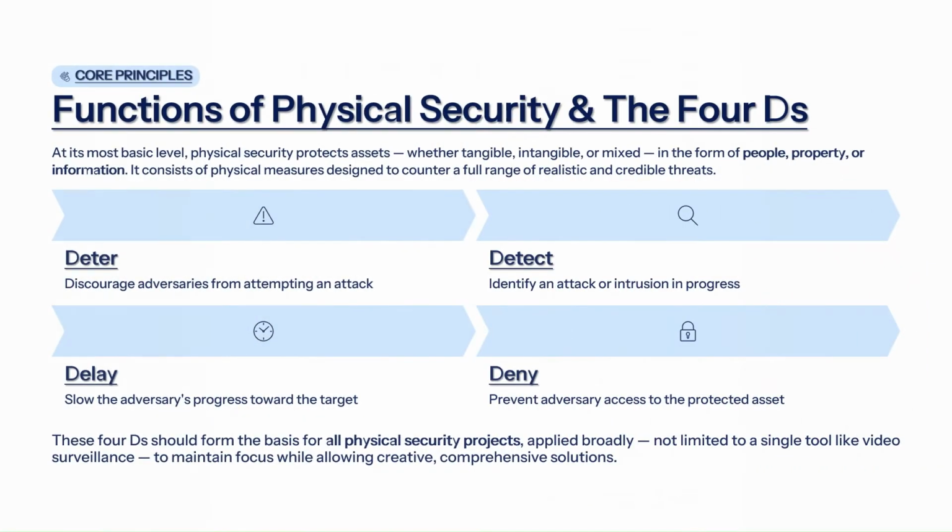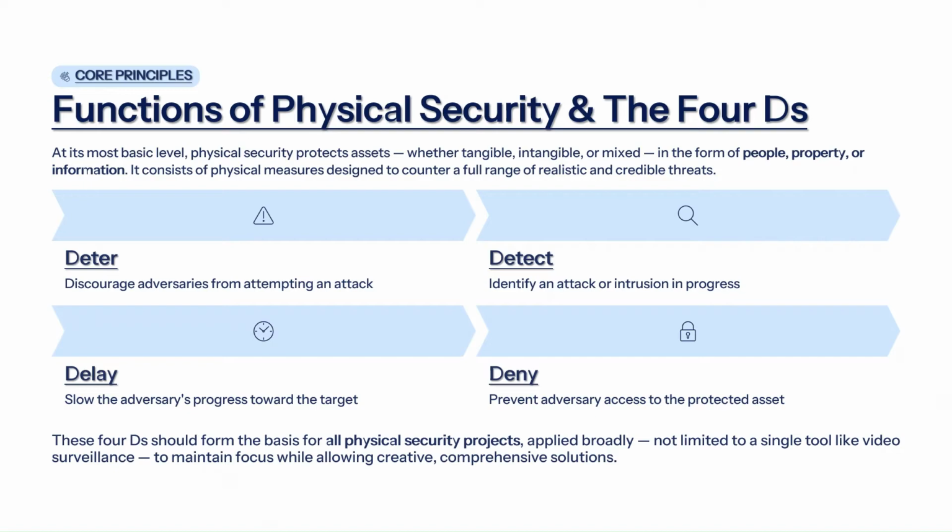At its core, physical security is designed to protect people, property, and information through layered and risk-based measures. The primary functions of physical security are often described through the 4 Ds: deter, detect, delay, and deny. Deter refers to discouraging adversaries from attempting an attack. Visible security measures such as lighting, signage, barriers, and uniformed personnel serve as psychological deterrents.